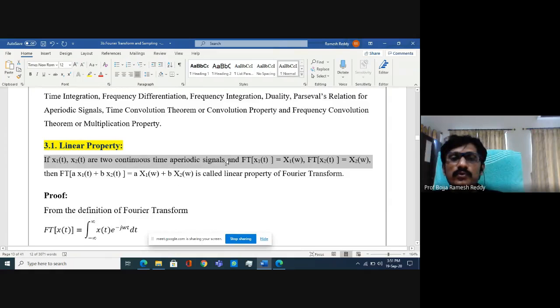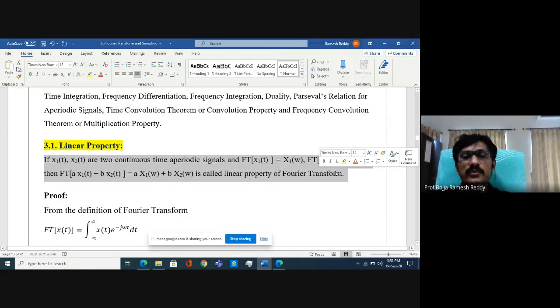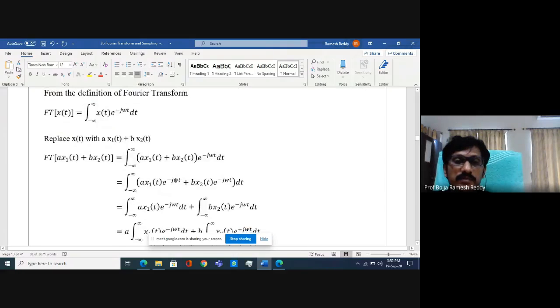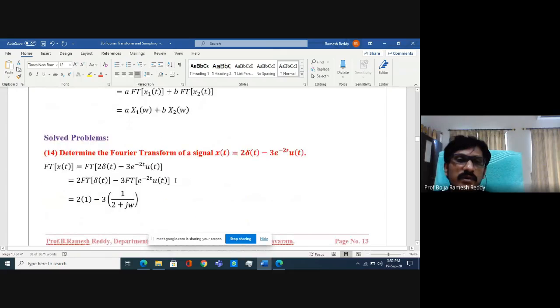If we know two signals x1 of t and x2 of t with Fourier transforms X1 of omega and X2 of omega, then the Fourier transform of the linear combination of the given signals x1 of t and x2 of t is a X1 of omega plus b X2 of omega, called the linear property of Fourier transform. Derivation is a very simple thing, not required.